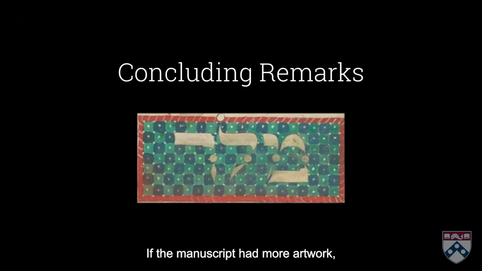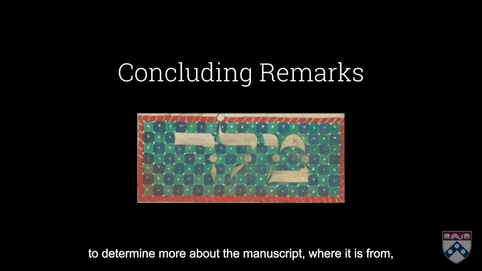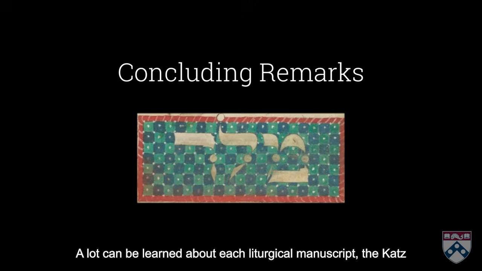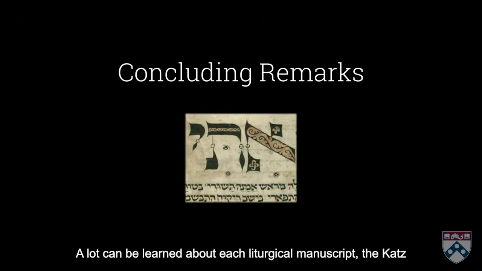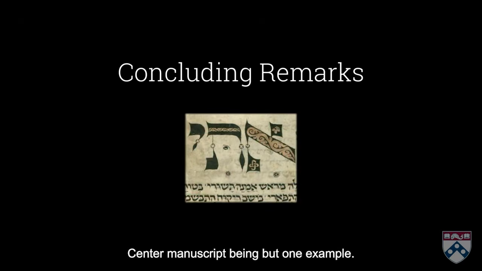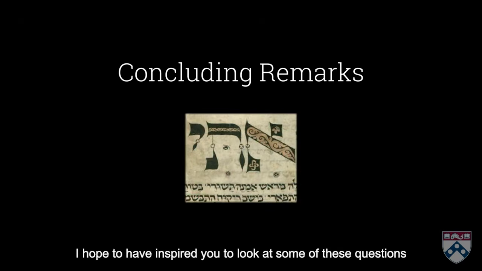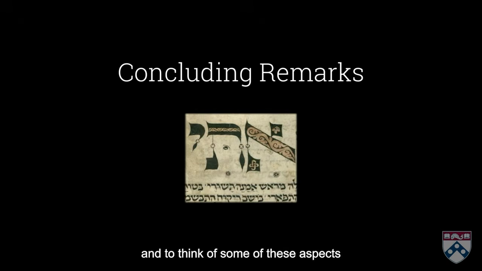If the manuscript had more artwork, we would have looked at that as well in order to determine more about the manuscript, where it is from, how rich the community was, who ordered it, and so forth. A lot can be learned about each liturgical manuscript, the Katz Center manuscript being but one example. I hope to have inspired you to look at some of these questions and to think of some of these aspects when next you see a liturgical manuscript, or even a printed Mahzor, or even participate in prayer.